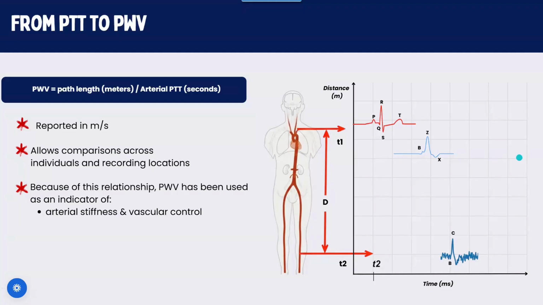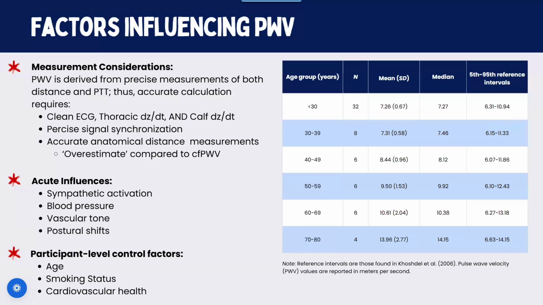One other thing that we need to take into account as we are starting to talk about pulse wave velocity is some of the factors that influence it. Pulse wave velocity is derived from precise measurements of both distance across the body and of pulse transit time. So again, in order for us to get reliable and valid calculations of pulse wave velocity, we need to ensure that we have clean ECG and clean dZ/dt for both our chest and calf. And if even just one of these is not good, this will have a downstream effect on whether we can calculate pulse wave velocity.